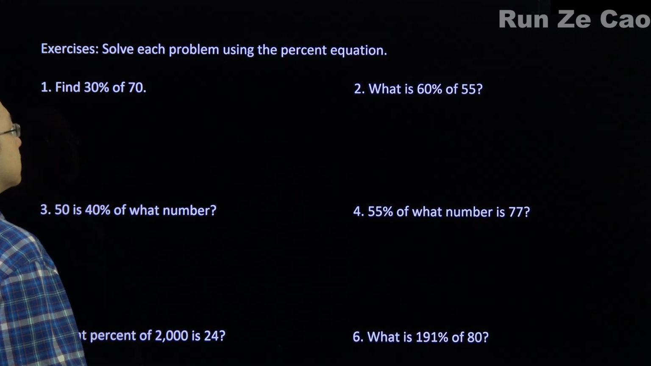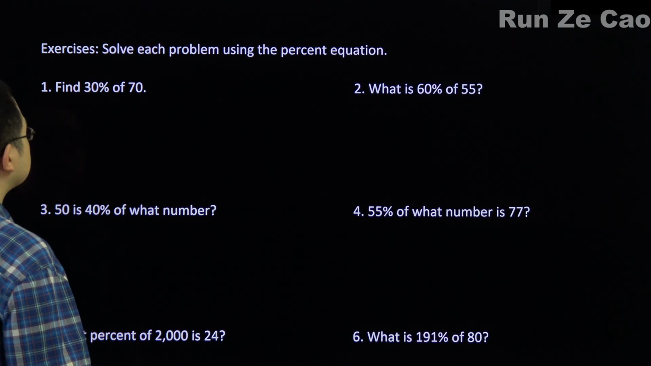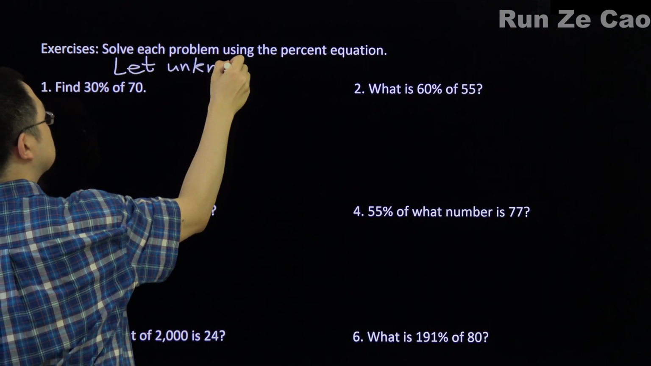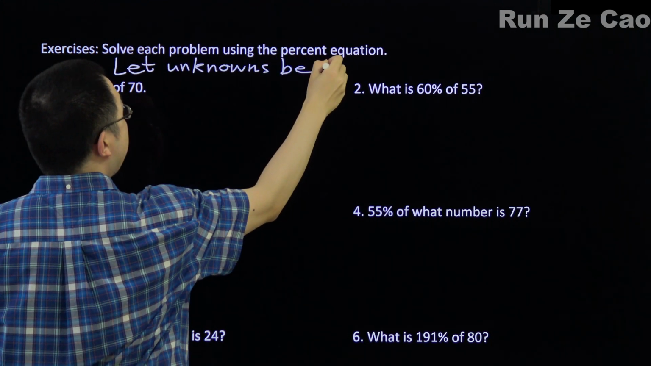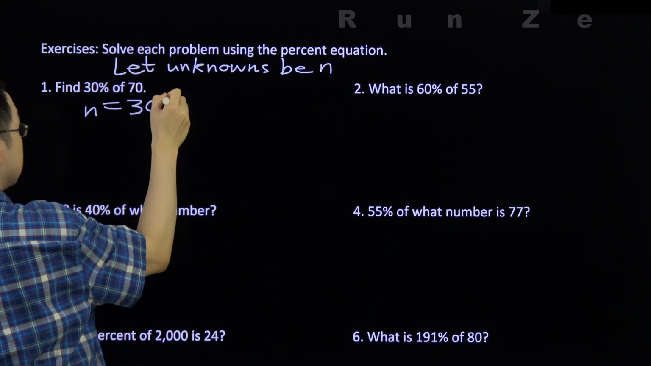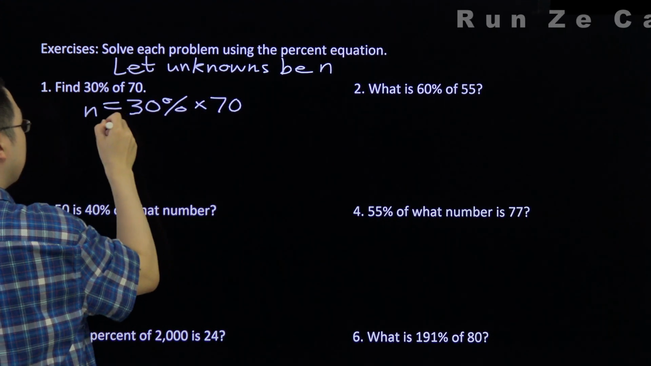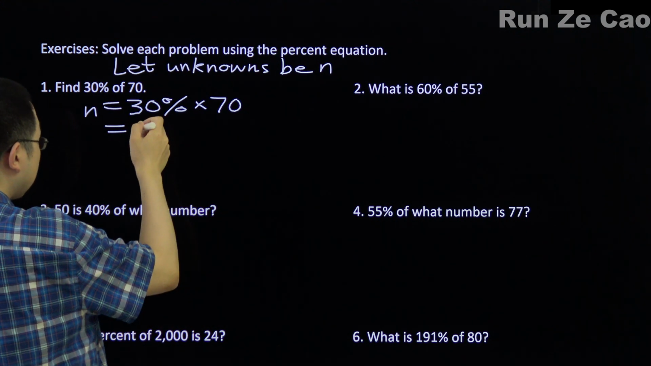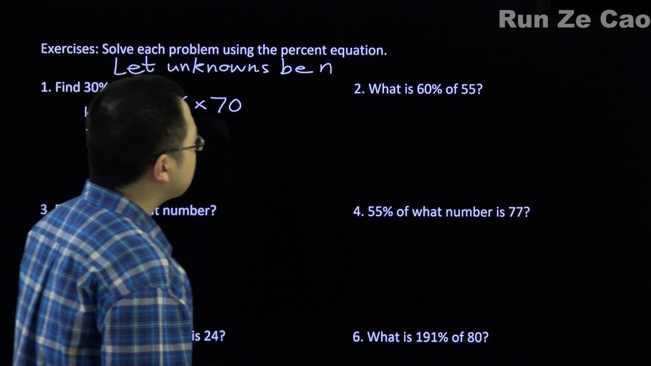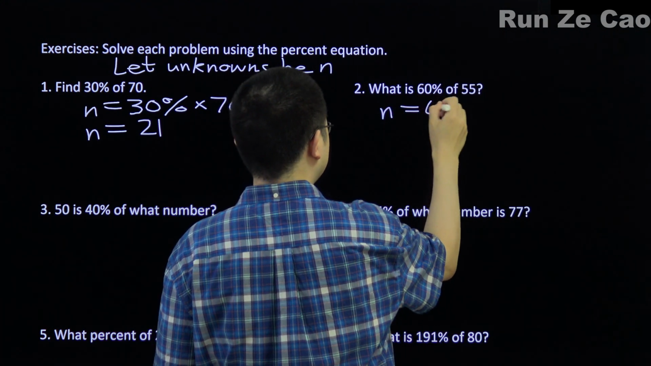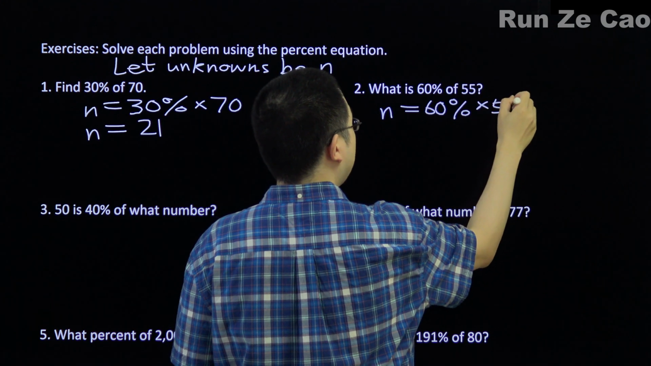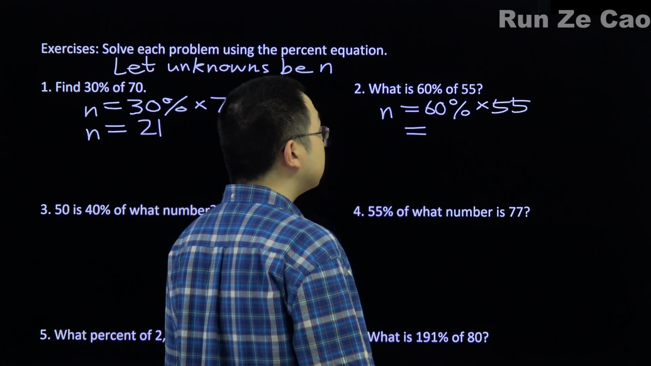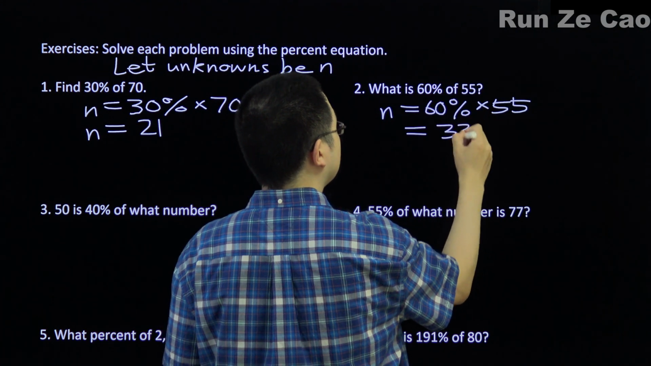Solve each problem using the percent equation. Find 30% of 70. Well, let the unknown be n. So n is equal to 30% times 70. That's 0.3 times 70, so 7 times 3, or 3 times 7, 21. What is 60% of 55? n is equal to 60% times 55. So 0.6 times 55, or 6 times 5.5, that's 33.